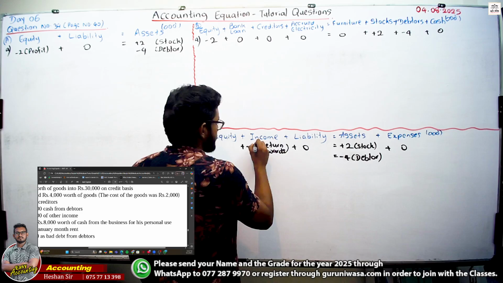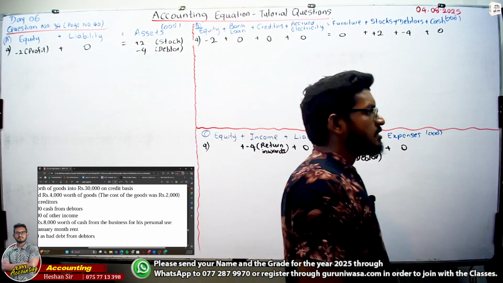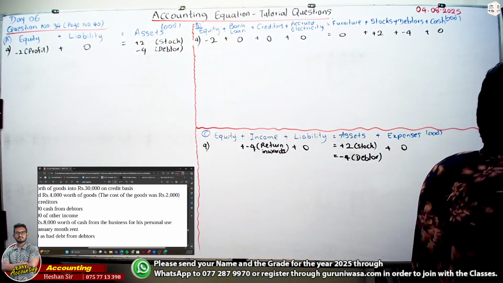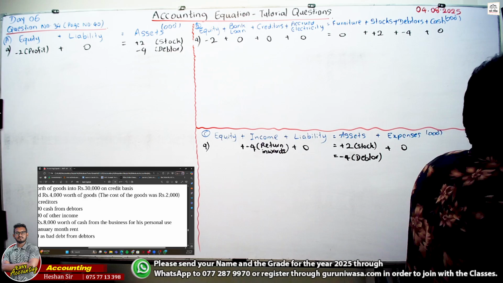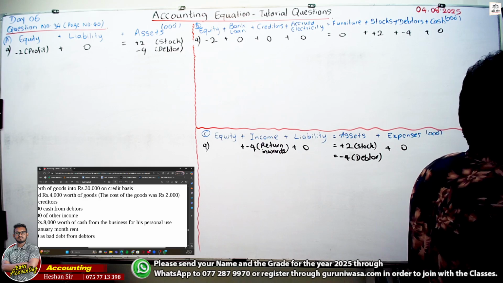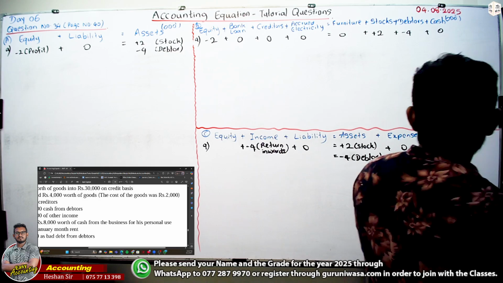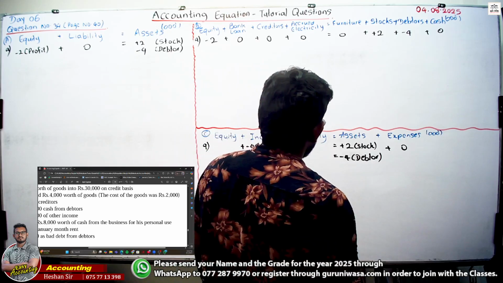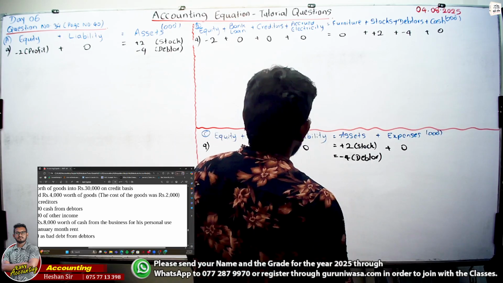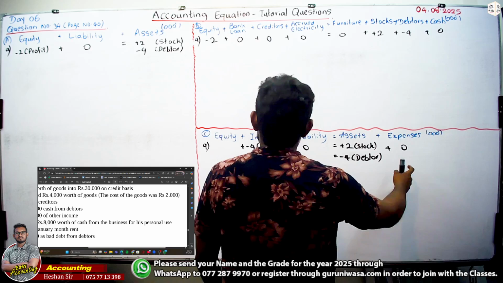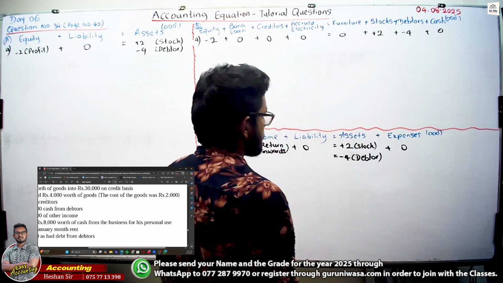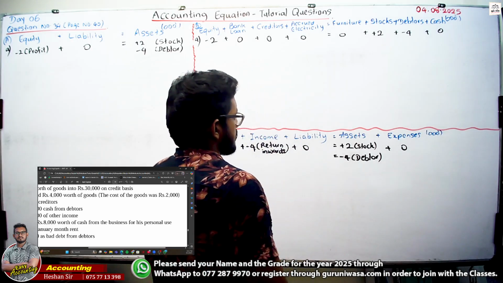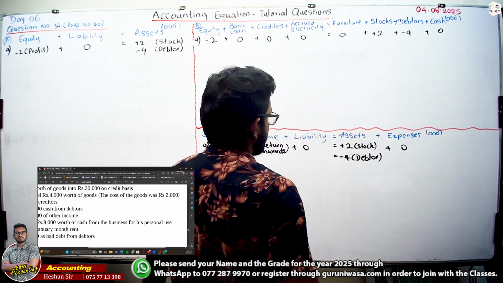Any idea? Can you check the previous one? No. Then say what about deducting 2 from expense? We can deduct 2 from expenses as cost of sales, right?